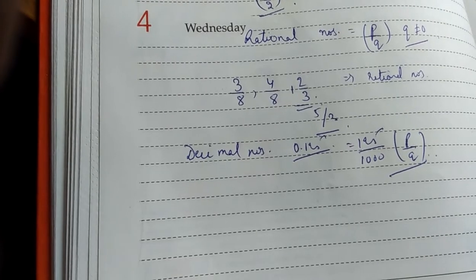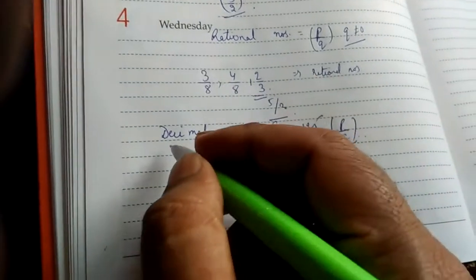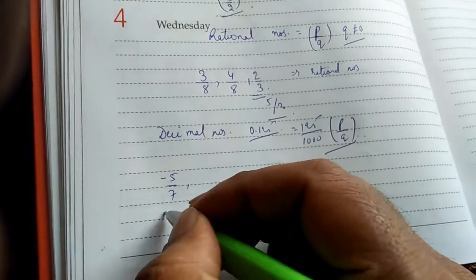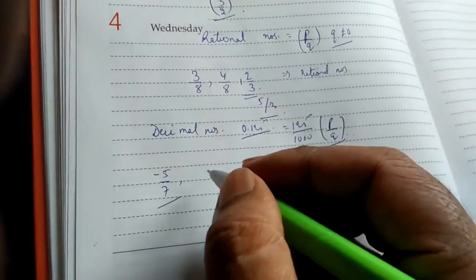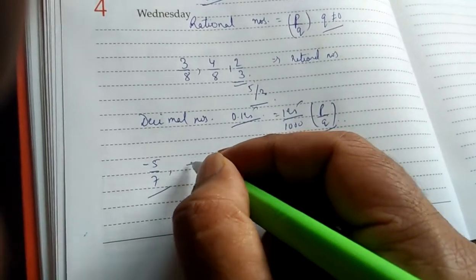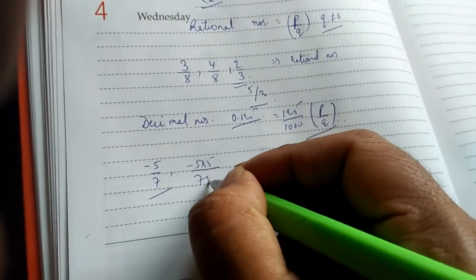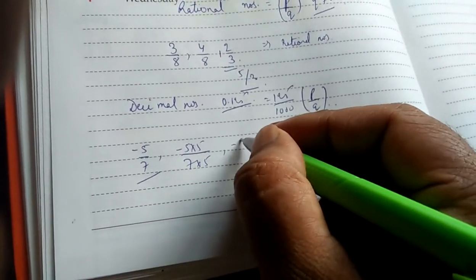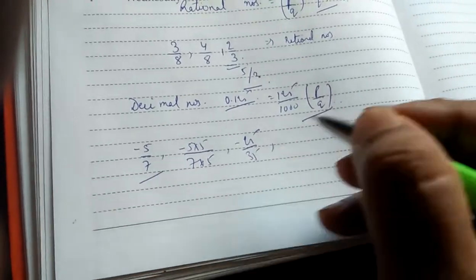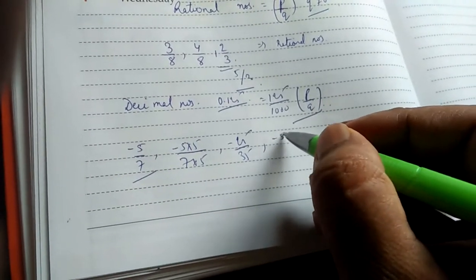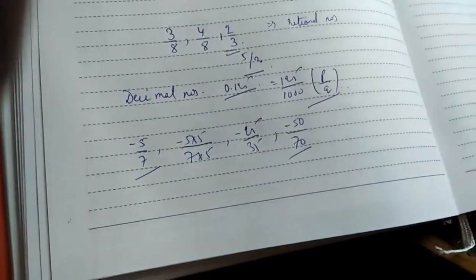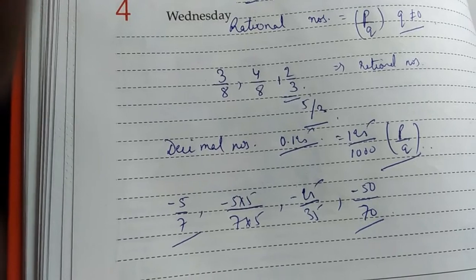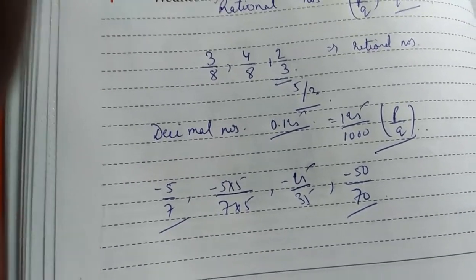So let's see. So equivalent rational numbers. So let's see, minus 5 by 7. This is a rational number, whether it is positive or negative. Okay. Minus 5 into 5, 7 into 5. This is effectively multiplying by 1. So minus 25 by 35. This is an equivalent rational number. Minus 50 by 70. This is an equivalent rational number, and so on and so forth. Alright. So simple enough.